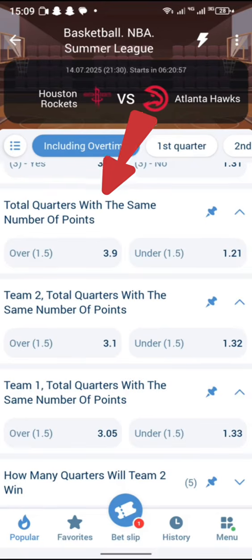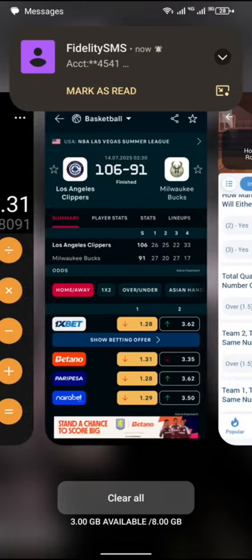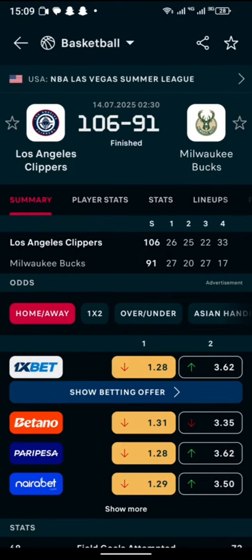So now for the total quotas with the same number of points, over 1.5 means 2 quarters. Under 1.5 means that it will not be up to 2 quarters. I always go for under 1.5. Now, how will you know when you win this option, and when you lose? Guys, if you are going for the over 1.5, it simply means that 2 quarters will have the same number of points. So now how will you know?